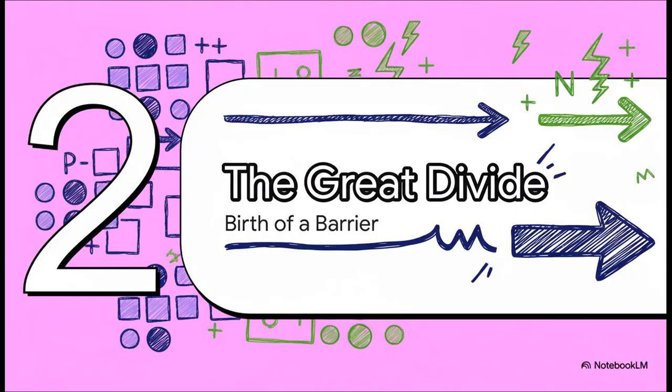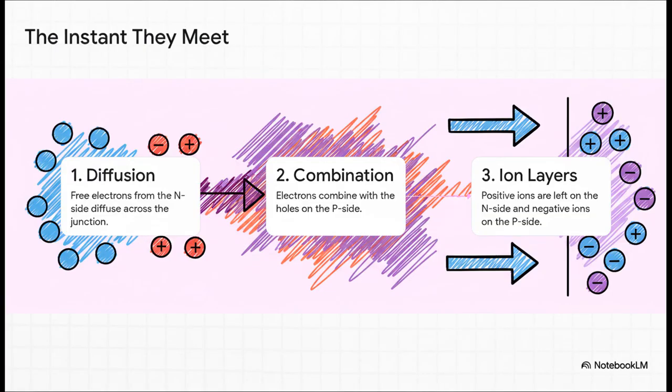Because the very instant they touch, bam, something completely wild and unexpected happens right at the border. An invisible wall, a great divide, just pops into existence all on its own. And this barrier is really the key to everything. So what's going on in that split second? Well, it's this crazy fast chain reaction. First, all those free electrons on the N side see the empty holes on the P side, and whoosh, they rush across the border. Then, they fall into those holes, and they basically cancel each other out.